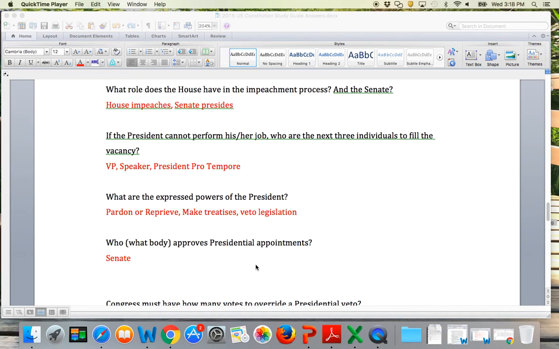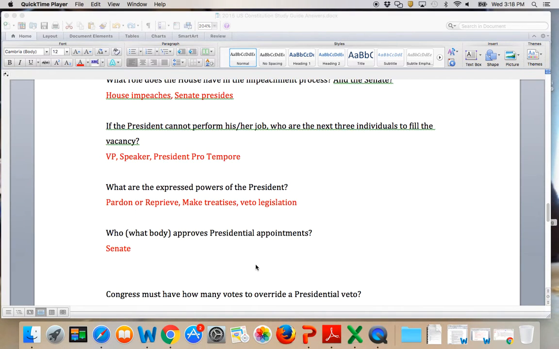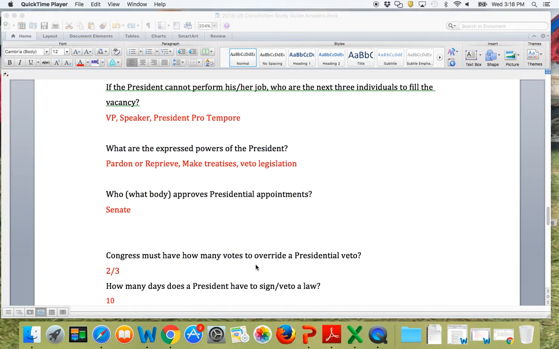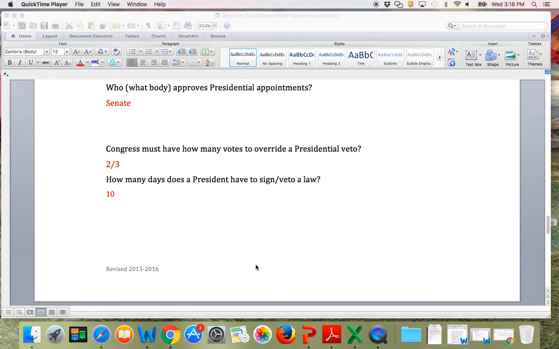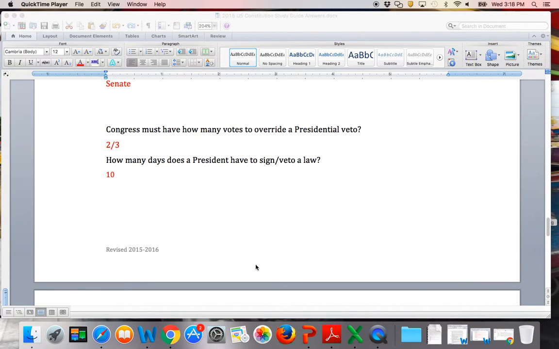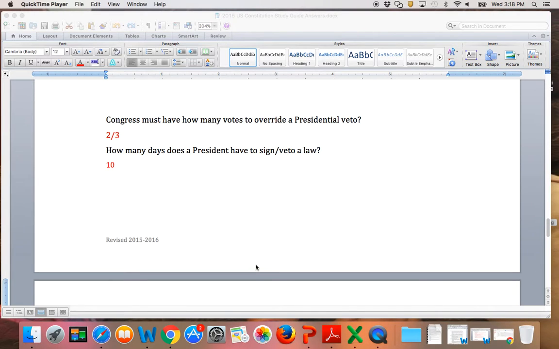The express powers of the President are to pardon or to reprieve individuals, make treaties with other countries, and veto legislation. The Senate will approve of all presidential appointments. Congress must have a 2/3 vote to override a veto, and the president has 10 days to sign or veto a law.